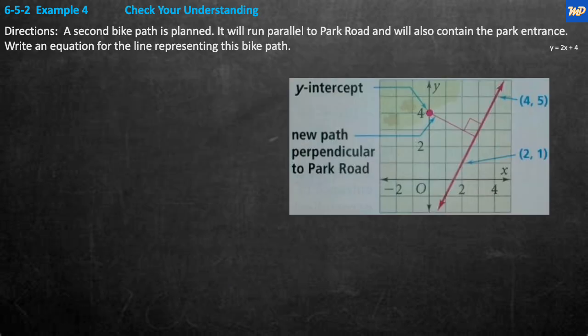Okay, example 4, check your understanding. This will be your turn, your chance to see if you've put all this together. A second bike path is planned. It will run parallel to Park Road and will also contain the park entrance. Write an equation for the line representing the new bike path that's parallel to Park Road. So why don't you go ahead and pause the video, and when you come back, we'll work it together, okay?